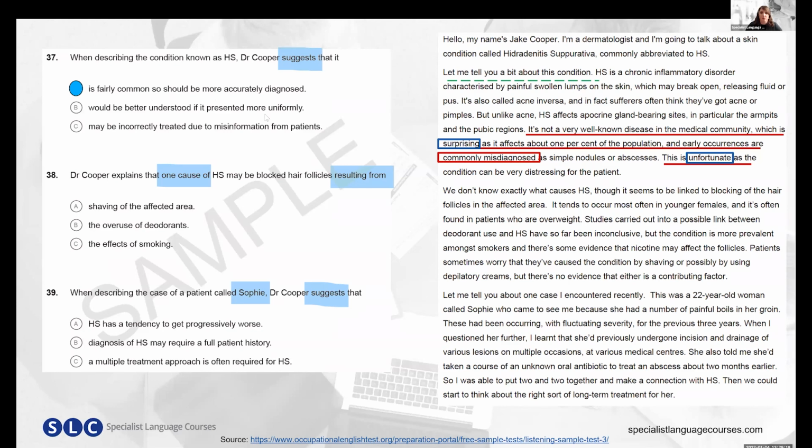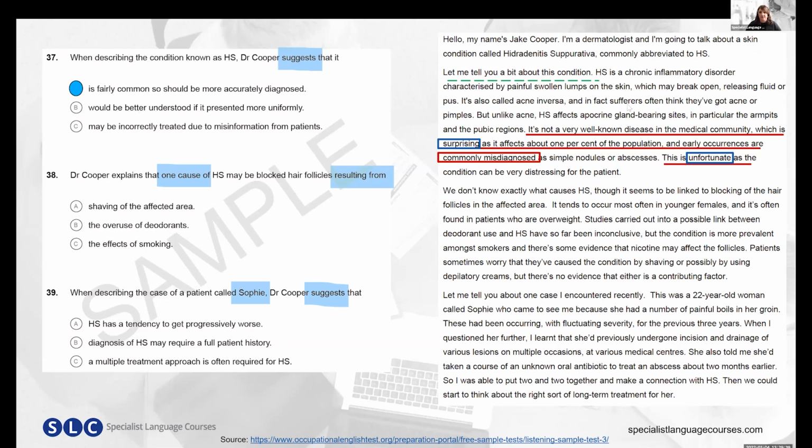We need to take a look at why the other ones are not correct. So the misinformation is not from patients, but there's misdiagnosis. And he talks about how the condition presents, but he doesn't talk about any comparatives here.